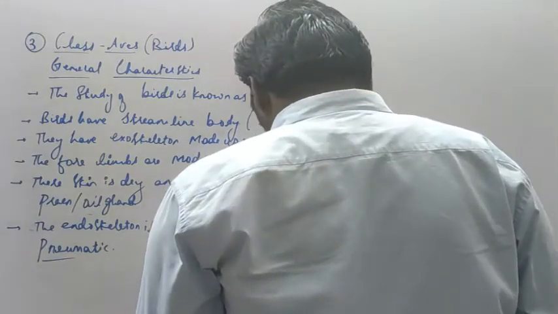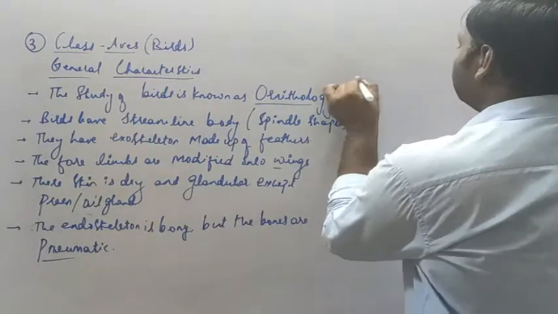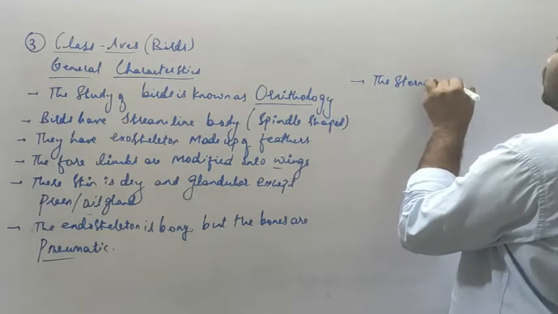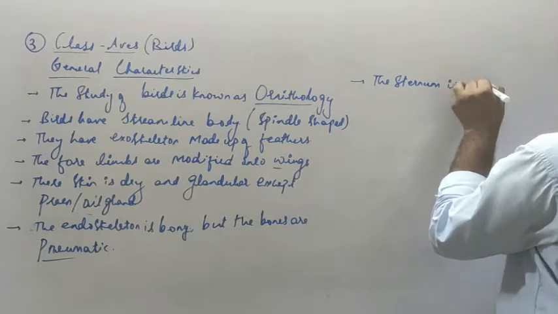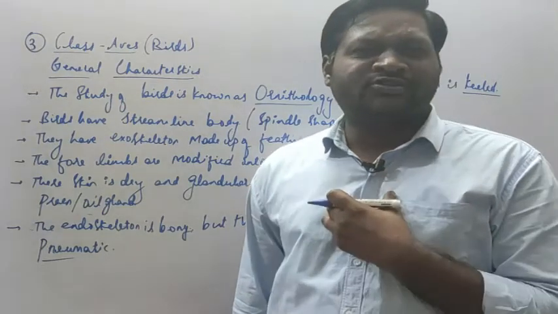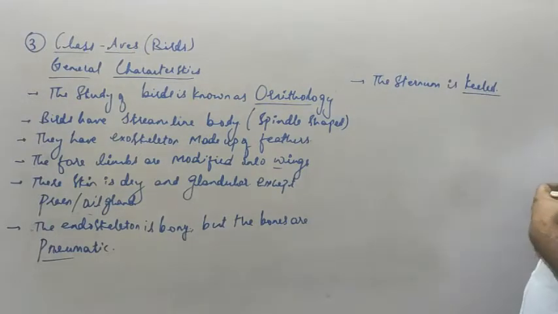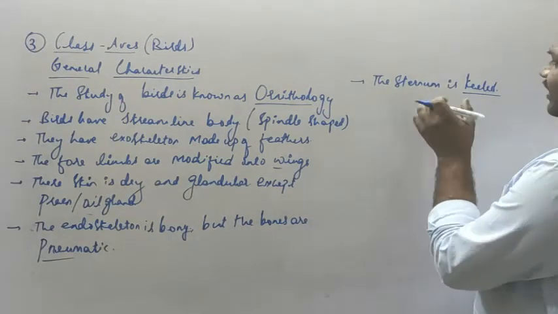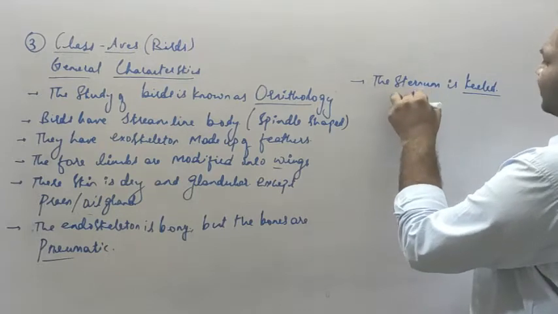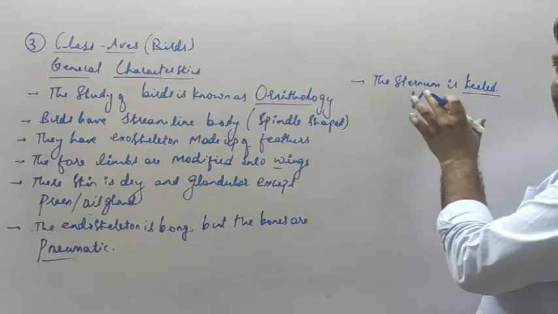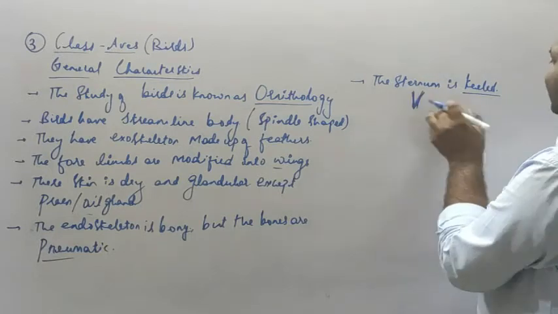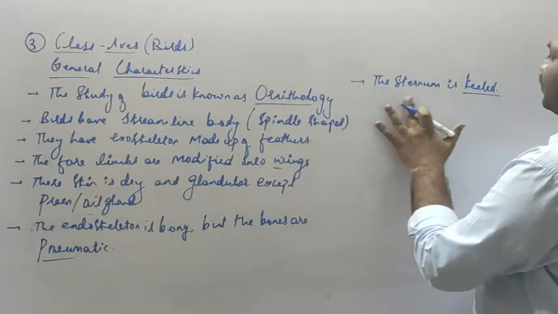Then the sternum is keeled. Now, what is meant by keeled? See, the sternum is the part present in the breast or chest region, and the sternum is a bone basically. In birds, this bone is V-shaped, and as it is V-shaped, it is compressed from this part, as there will be attachment of the flight muscles to this part. That compression is called the keel. So that part is called the keeled sternum.